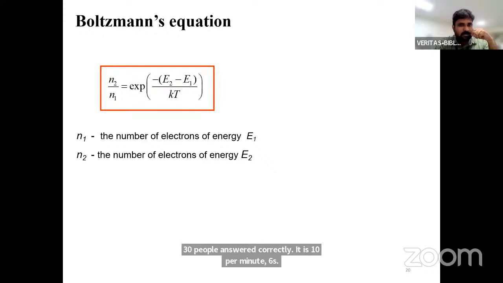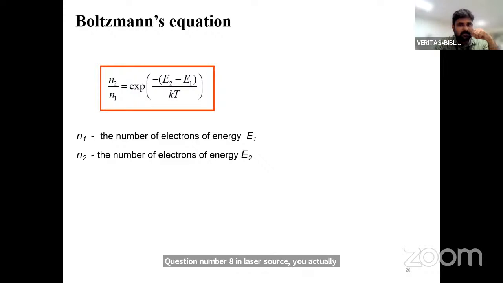Question number 8. In a laser source, you actually have the same phase and the same direction. That is the answer for it, both A and B.